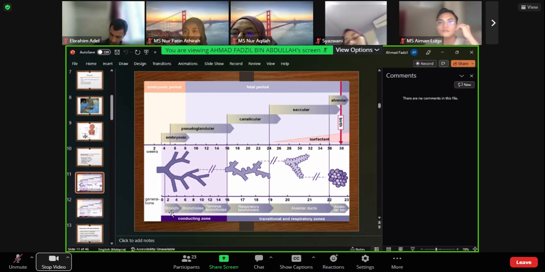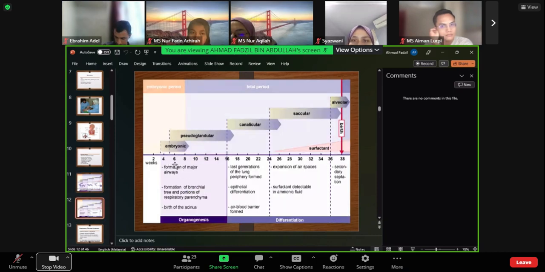So there are the bronchi, bronchioles, terminal bronchioles, respiratory bronchioles, alveolar ducts, and alveolar sacs. Then the conducting zone, and then the transitional and respiratory zone. In the first trimester, there is formation of the major airways, and then differentiation of the respiratory system to become the functional organ.